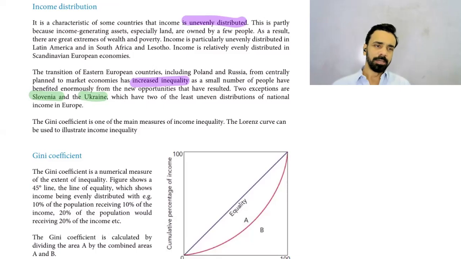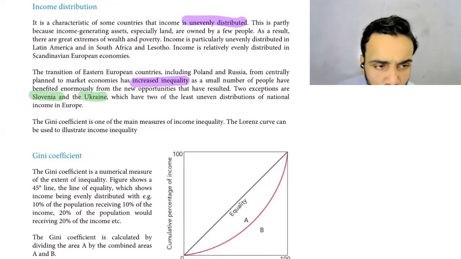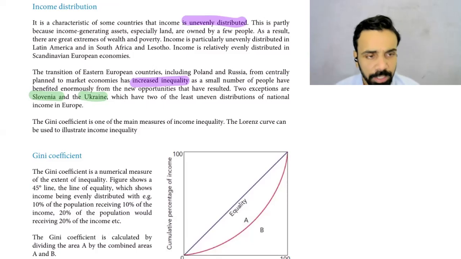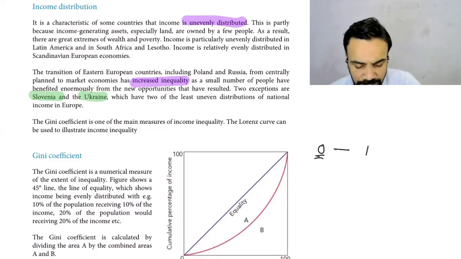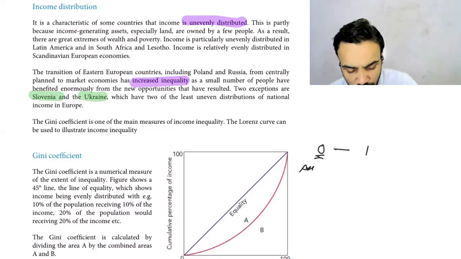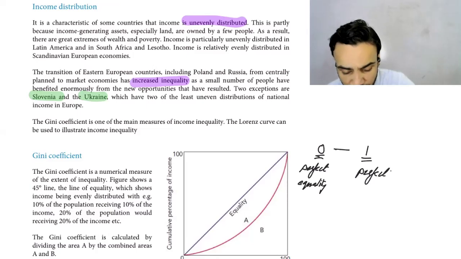उसको एक्सप्लेन करने के लिए हमने जिनी कोफिशिएंट एंड लॉरेंस कर्व का आइडिया यूज किया था. Just to remind you, Gini coefficient, we said we calculated a value which was between 0 to 1. Zero meant, and this is mentioned on the next page, zero meant a perfect equality. Okay, now no country exists on this side. And one would mean perfect inequality. That means one person has all the wealth in an economy.